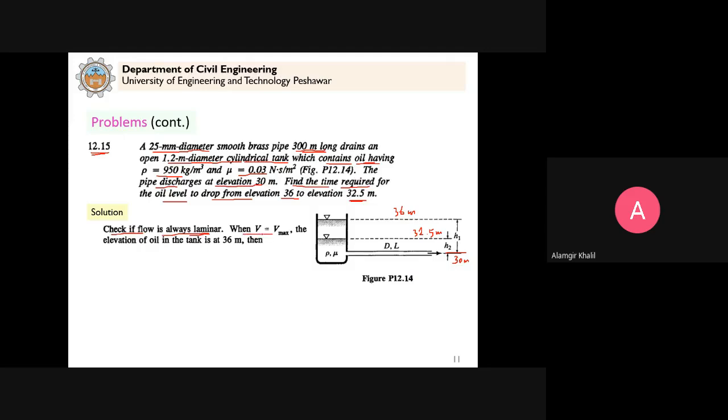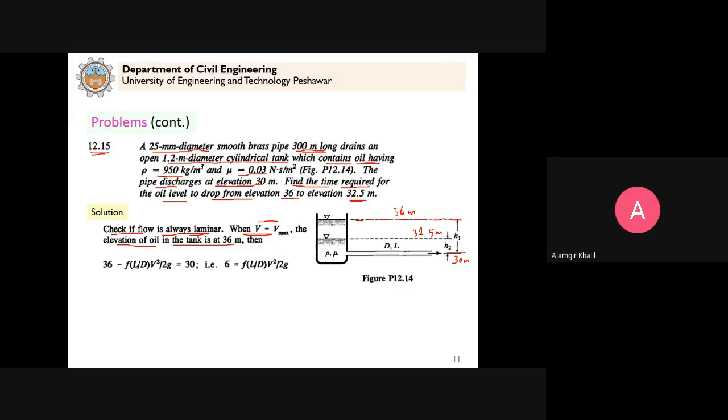So when V is equal to V maximum, the maximum velocity, the elevation of oil in the tank is 36 meter. Clear? Why? Because when the head is more, the velocity will be more. When the head reduces, the velocity reduces. Clear? You already studied about this. So we say that V is equal to V maximum when elevation is here. When the elevation is here, the velocity will be maximum.